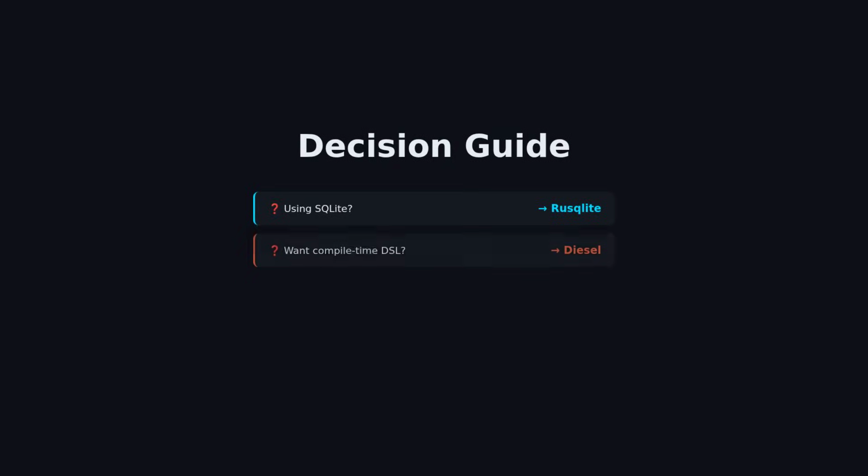Let me give you a simple decision flow chart. Are you using SQLite? Use Rusqlite. Do you want compile time SQL checking with a query DSL? Use Diesel. Do you want compile time checking but prefer writing raw SQL? Use SQLx. Do you want a modern async ORM with dynamic queries? Use SeaORM. Do you need dynamic search interfaces or complex filters? Use SeaORM or SQLx. Is your schema stable and type safety critical? Use Diesel or SQLx. That covers most scenarios.